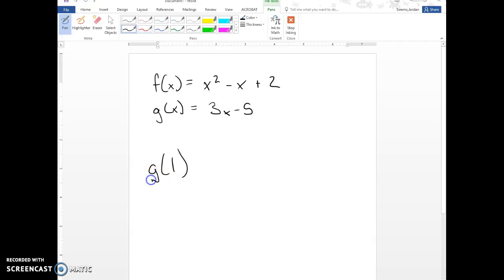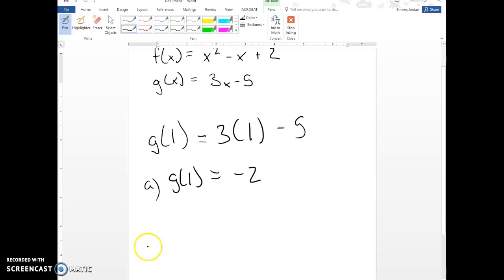So function notation tells us that we're going to use this function, g of 1, and wherever there's an x, we're going to sub that in. So that's going to be 3 times 1 minus 5. Therefore, g of 1 is going to equal 3 times 1 is 3 minus 5 is negative 2. So that's our answer. Okay, so that's part A done.